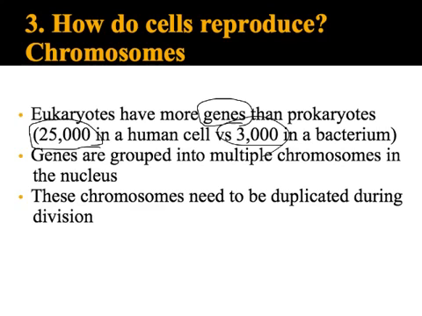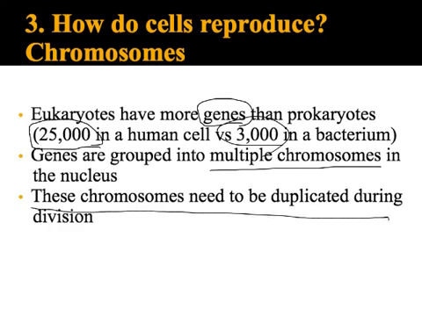To make things even more complicated, prokaryotes like bacteria only have one circular chromosome, but our genes are grouped into multiple chromosomes. Okay, so we have a lot of DNA to deal with. Before we divide our cells and make a new copy, we have to first make a copy of our DNA. So the first thing that has to happen in cell division is we have to duplicate our chromosomes. We have to make another copy of them.